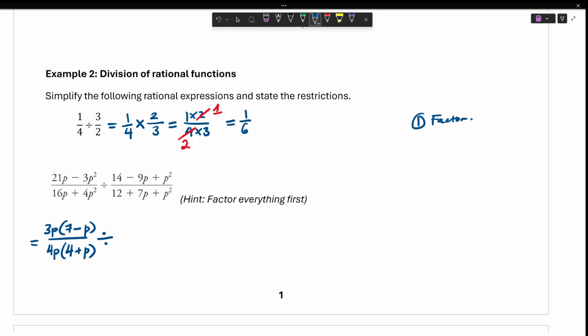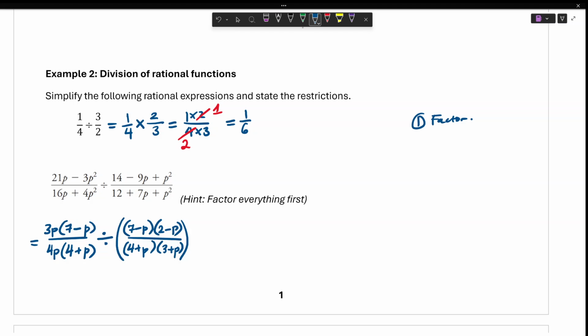Then you're dividing by this thing. We have upstairs 14 minus 9p plus p squared. If you try to factor that, you're going to get 7 minus p times 2 minus p. Downstairs you have 12 plus 7p plus p squared. When you factor that, you're going to get 4 plus p and 3 plus p.